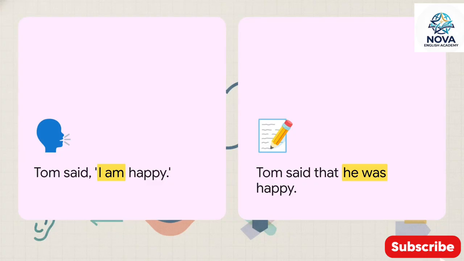Now, what's really interesting here is exactly what changes when we make that transition. Take the direct speech. Tom said, "I am happy." When we switch that to reported speech, it becomes, Tom said that he was happy. Look closely at the variables shifting in this transformation. The quotation marks completely disappear. We often drop in the word that to connect the ideas. The pronoun I changes to he, and the verb am changes to was. It's not just random guessing. It's a highly logical progression.